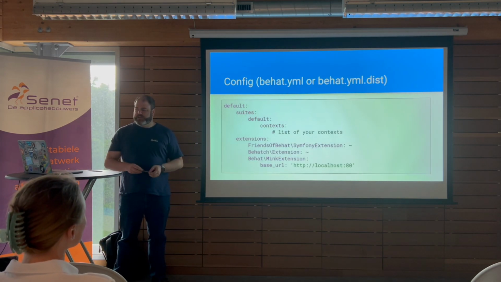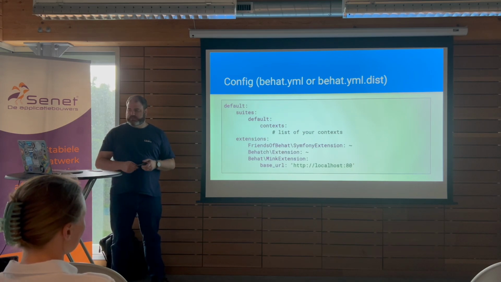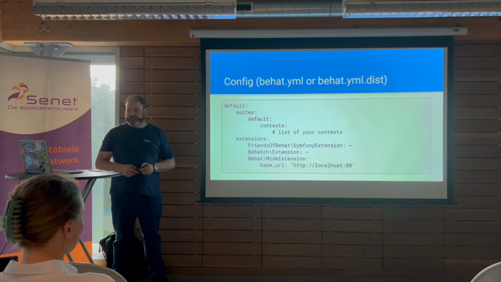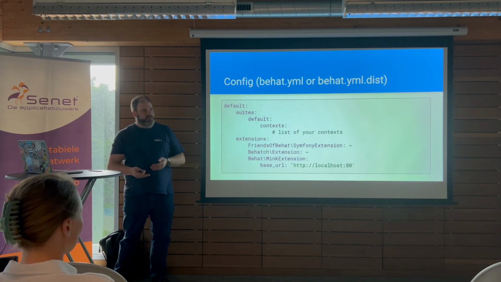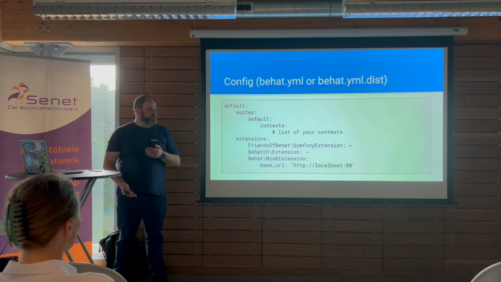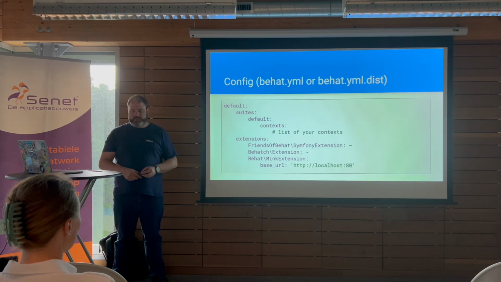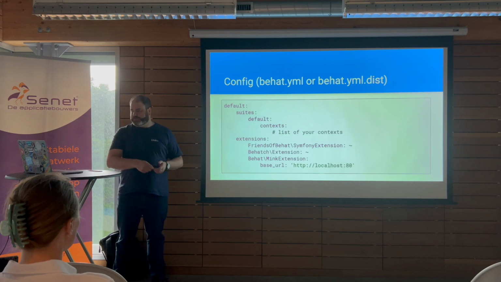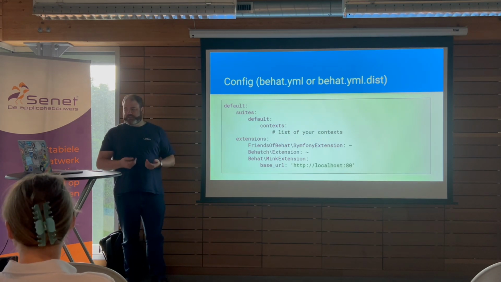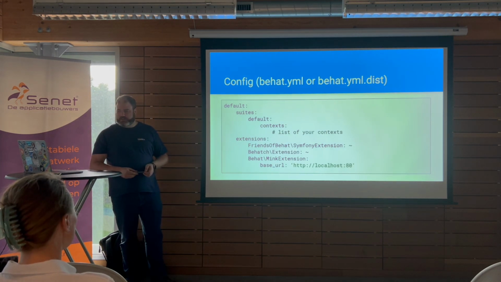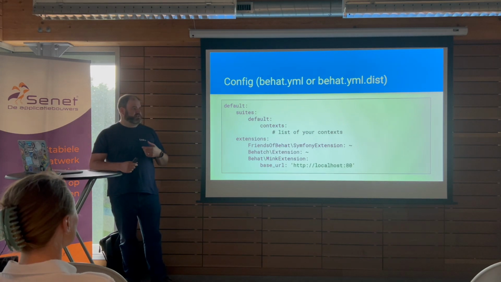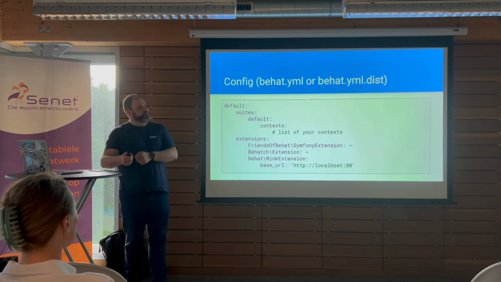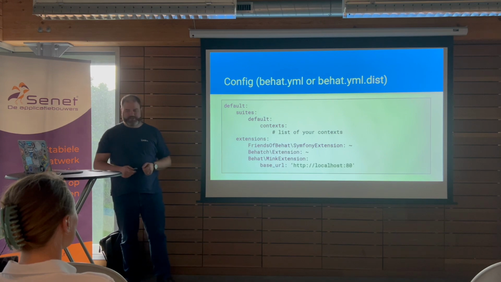The configuration file looks like this. You set up your default, and within there your suites. We only use one suite usually, so that's also called default. And then you list the contexts that you use within that suite. And you set up the extensions. The main extension has the base URL so that Behat knows where to go in order to call upon your test.